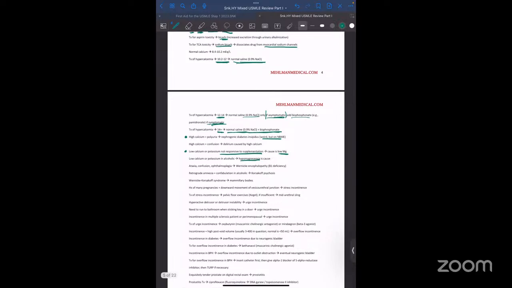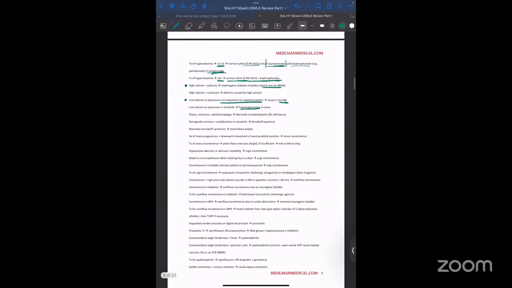Next is ataxia, confusion, ophthalmoplegia: Wernicke's encephalopathy, B1 deficiency. Retrograde amnesia plus confabulation in an alcoholic is Korsakoff psychosis. Wernicke-Korsakoff syndrome, mammillary bodies. Yes.